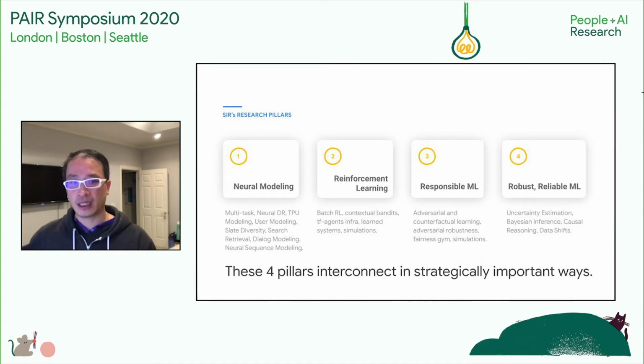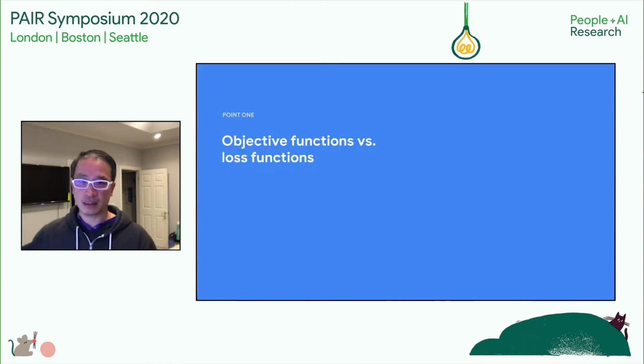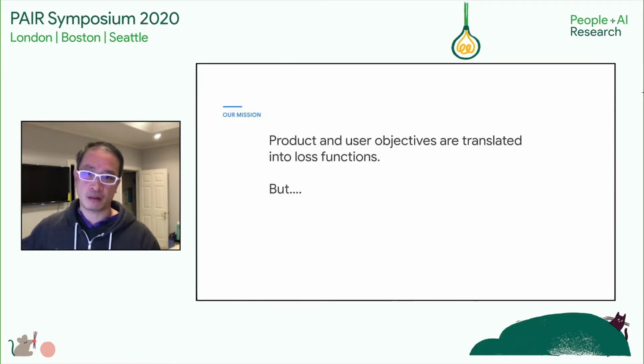Now, with that aside, I wanted to make three points around this idea of boundary objects. And the first one is this idea of objectives versus loss functions. Product and user objectives are indeed often translated into loss functions. And so the premise of the discussion that we have today certainly makes a lot of sense to me and is not lost on me. However, there are some complexities here, of which I want to bring up two.